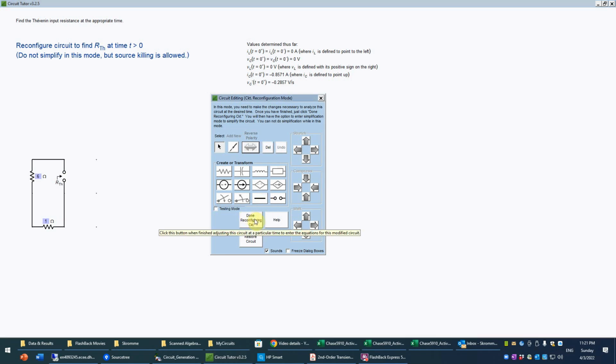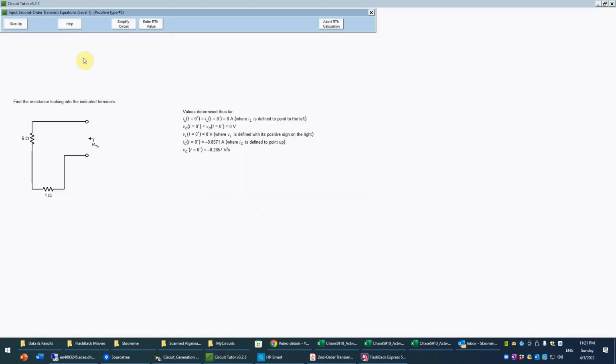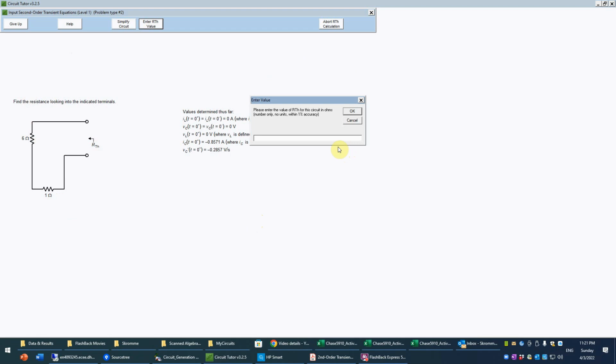Okay, so we're now done reconfiguring. And in fact, we can really kind of see the answer here because it's very simple. And so in this case, I'm not going to bother simplifying the circuit. I can just see that our Thevenin 6 plus 1 is 7 ohms just by inspection. So I'm just going to enter that value to save a little time here instead of going into the circuit editor. Although if it's more complicated, you may or may not want to do that. You may want to go through the steps to make sure you get feedback at each step, but here that isn't necessary.